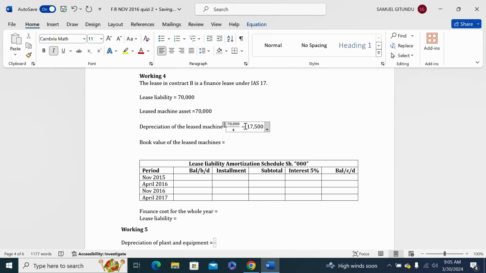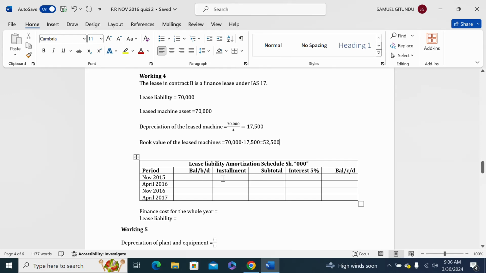You are going to get the depreciation per year as 17,500,000. Therefore, the book value of that machine at the end of the year will be 70 million. We deduct the depreciation, which is 17,500,000, and you are going to get 52,500,000. Then we have our lease liability amortization schedule.